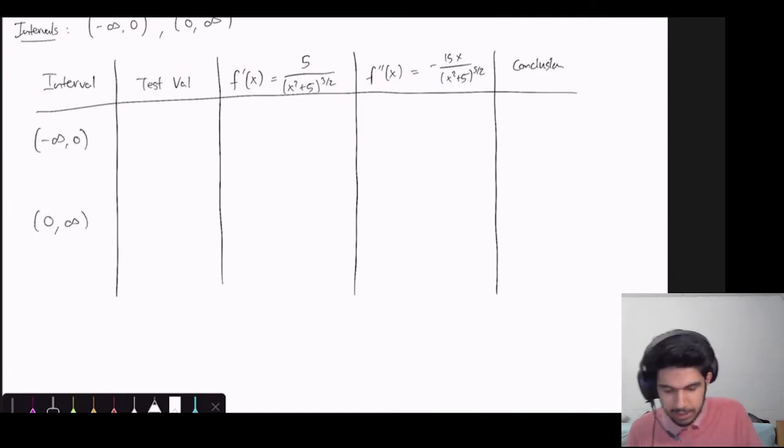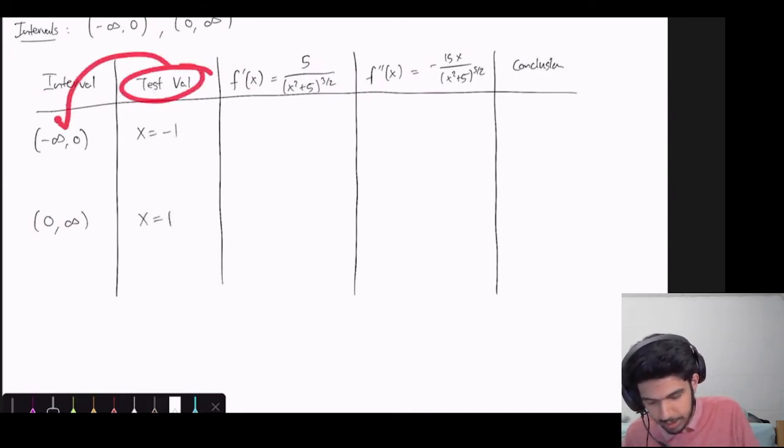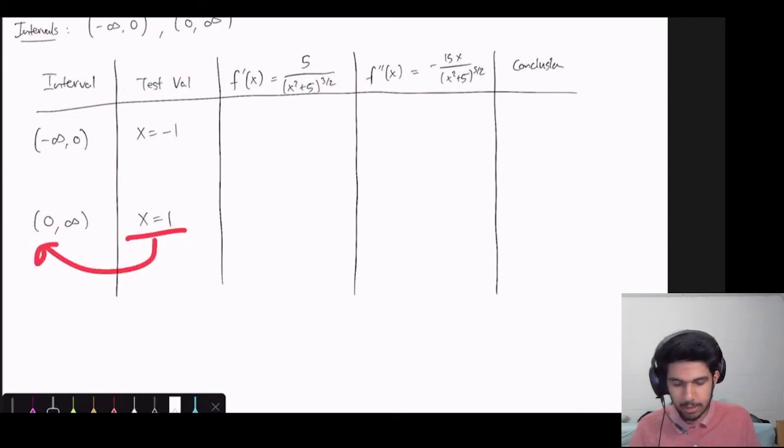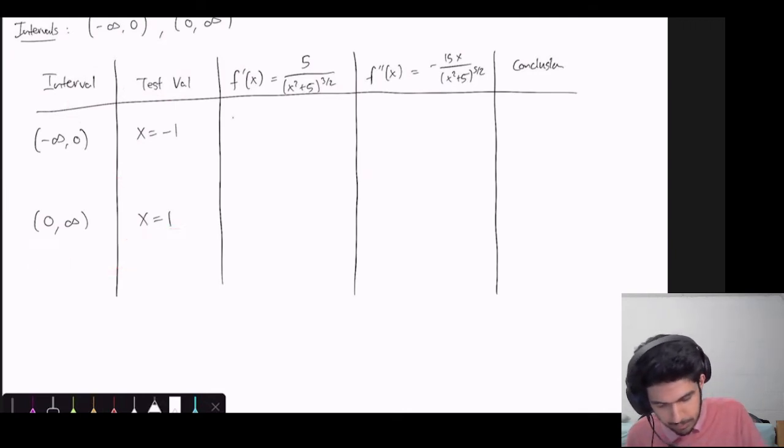Test value, I like to keep it simple, so we'll do x equals -1 here. Make sure your test value is within your interval. So indeed, -1 is in this interval. Similarly, 1 is in this interval, so that's good.